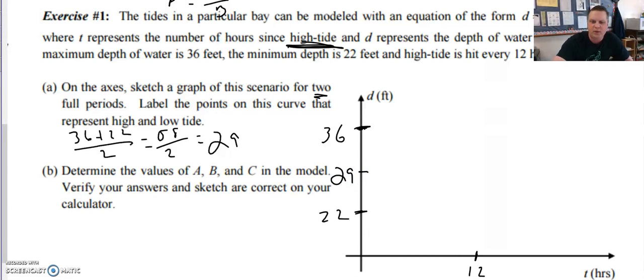So you can check that. 29 up to 36 is 7. 29 down to 22 is also 7. So this should be a dotted line. Okay, so there's your midline.